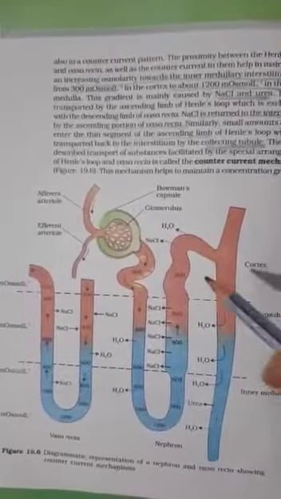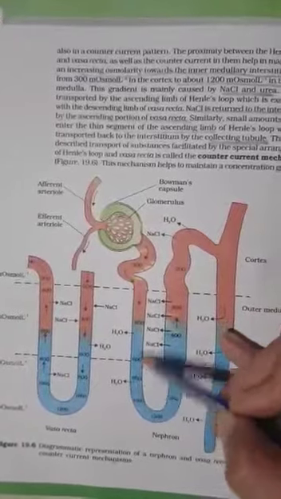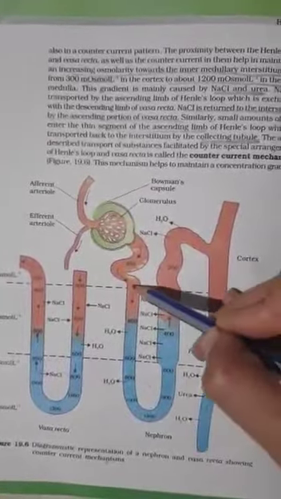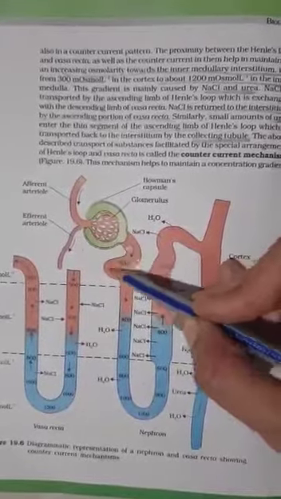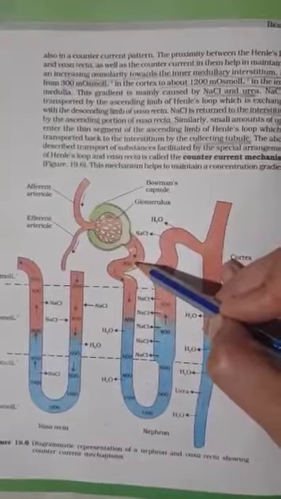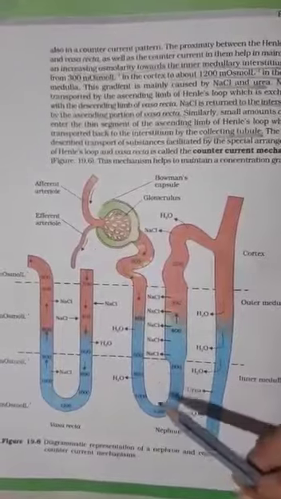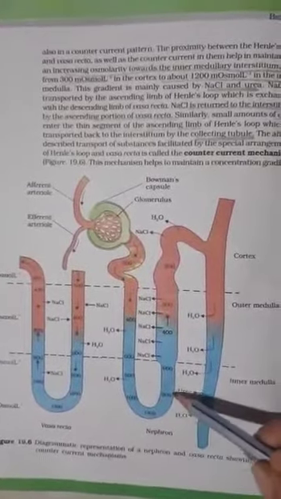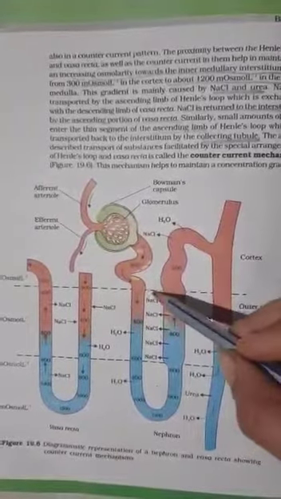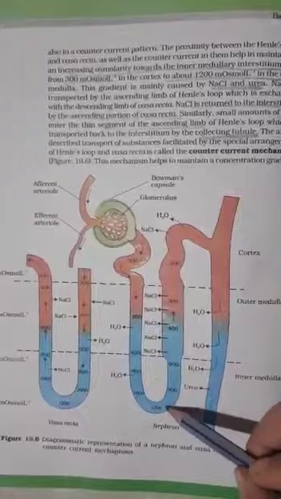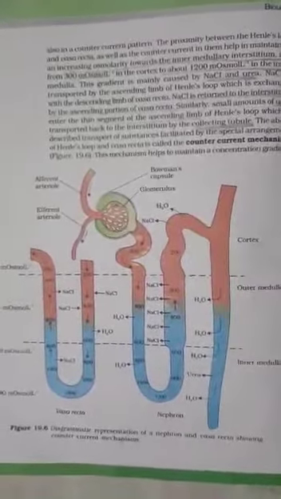The point to be noted here is that because the descending limb is releasing water outside, the filtrate is being concentrated. We can see the concentration is measured in osmoles per liter. From 300, it increases to 400, then 600, and finally 1200. Then you can see how sodium ions are being removed. Yes, so the concentration will now decrease; inside it will go from 1200 again to 300.